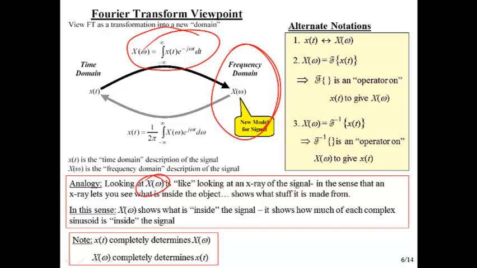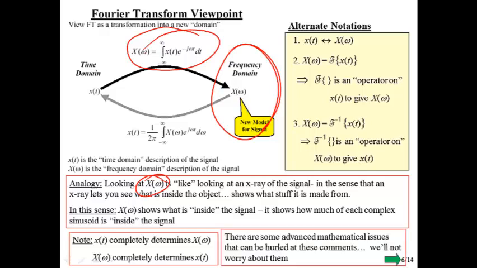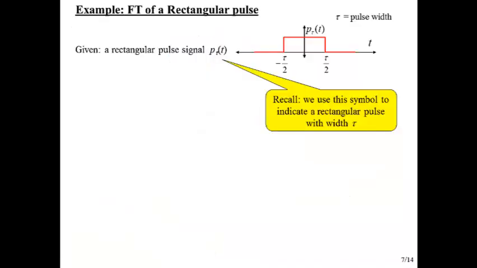And just to point out, this is pretty much a unique transform. x of t completely determines x of omega, and vice versa. Now the mathematicians will take some issue with this comment, but from an engineer's point of view, that's pretty much the idea. So let's take a look at our very first Fourier transform.